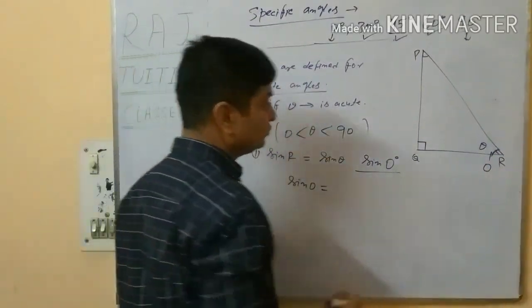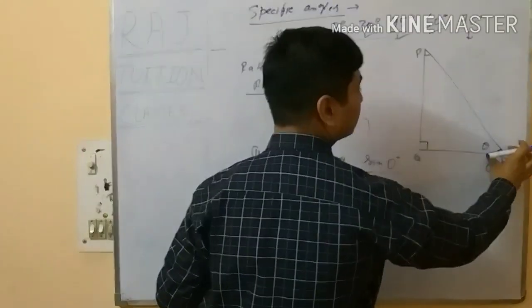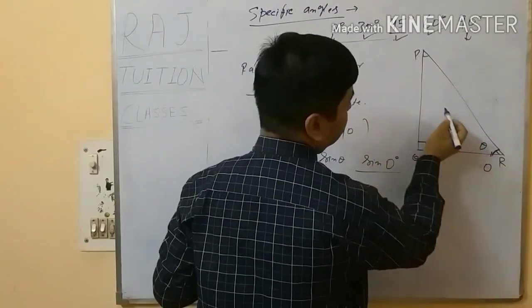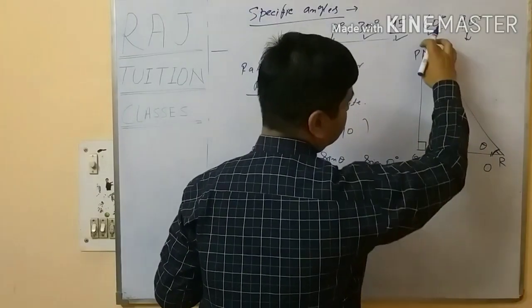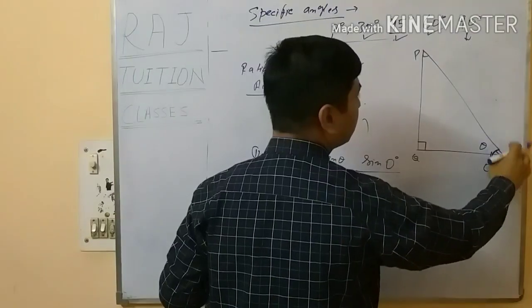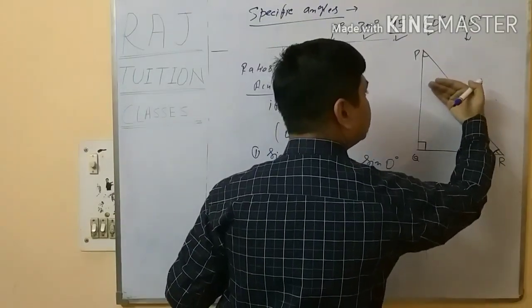It's a free sketch, so we can't say exactly, but it has a value of more than 0. So if I want to make it 0, what will I do? This is my hypotenuse, PR. I will slide the PR down.